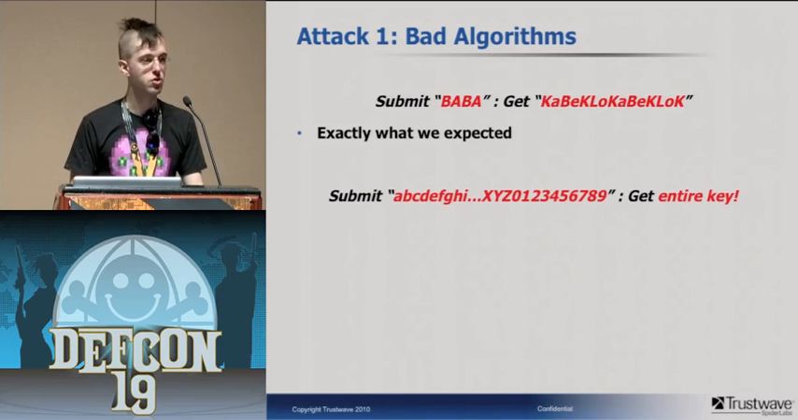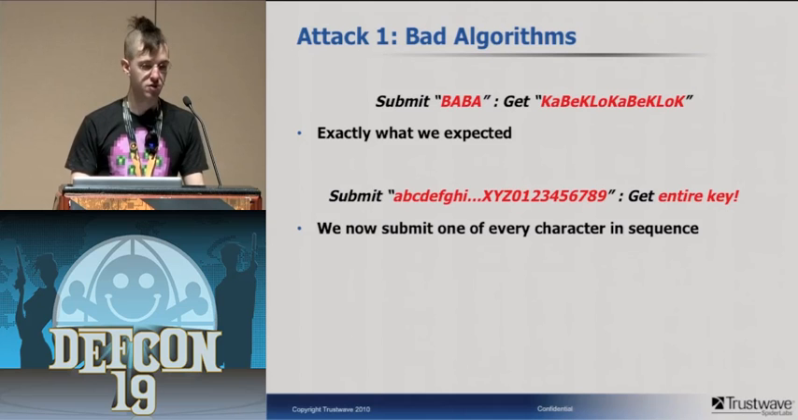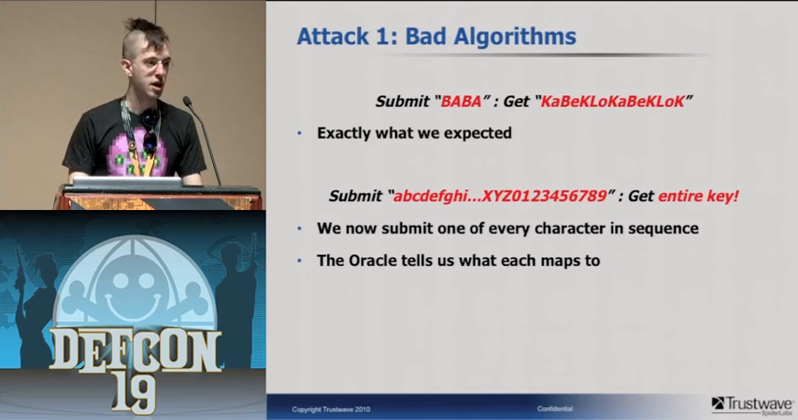Next thing we'll do is just submit every character, and we get back the entire key. So we see what every character is substituted to. This is a trivially weak cipher, and the Oracle has helped us totally destroy it.